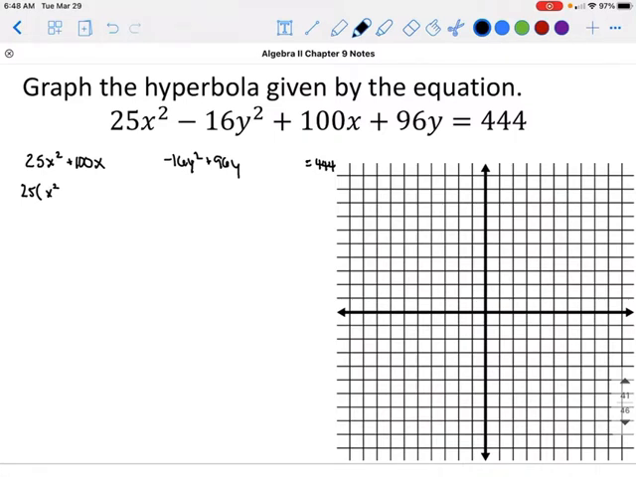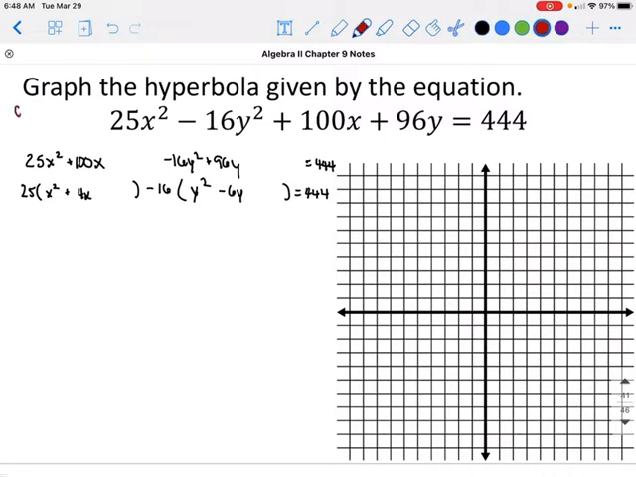So if I factor out 25, 25x squared divided by 25 leaves you with x squared, and 100x divided by 25 will leave you with 4x. On the next one, we are going to factor out a 16. So negative 16y squared divided by negative 16 will give me y squared. You are also going to do the 96 divided by a negative 16. So 96 divided by a negative 16 will give you a negative 6y. Make sure you remember that you are dividing by that negative, so it will change that sign.